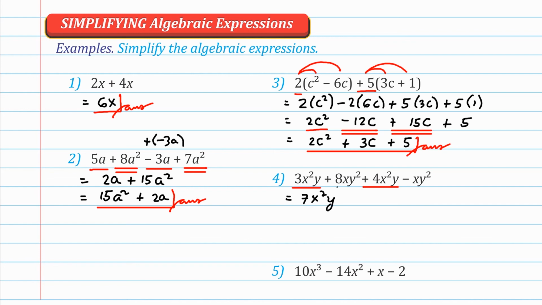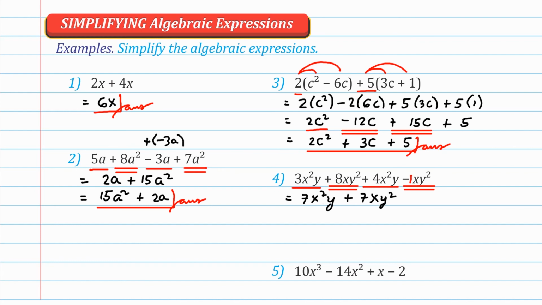Next, we look at the second term. Meron bang similar term si xy squared? Let me double underline this. Yes, this one, negative xy squared. Therefore, we can combine their numerical coefficients. 8 minus 1. Take note, this has a numerical coefficient 1. So 8 minus 1 is equal to 7. And then simply copy the common literal coefficient xy squared.